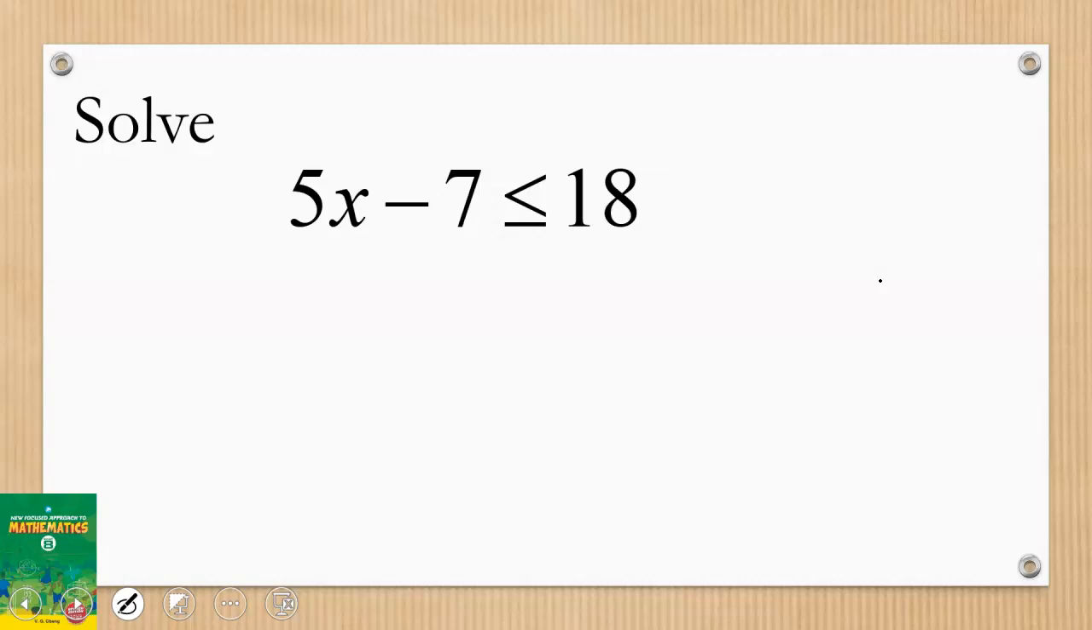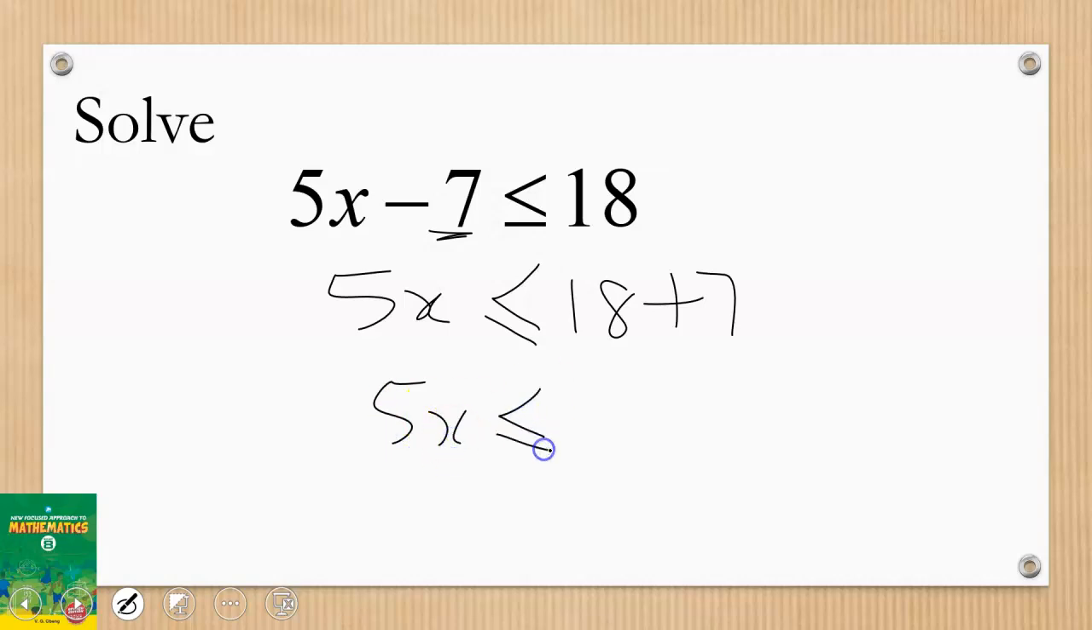So let's start with a simple question like this: 5x minus 7 less than or equal to 18. First of all, we can group like terms. Grouping like terms, we have our 5x here, and then we have our inequality sign. We have 18, and this 7 moves to become plus 7. We solve a linear inequality like we are solving an equation. The only difference is that the symbol that separates the two expressions is an inequality symbol instead of an equal to sign. So here we have 5x less than or equal to 25.